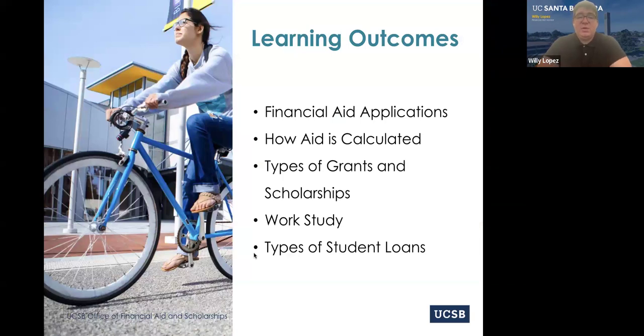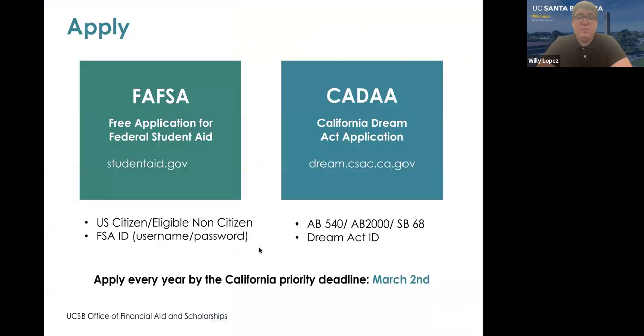So some of our agenda points that we're going to go over today are the financial aid application, how aid is calculated, the types of grants, scholarships, and loans that are available, as well as what work study means and how you can utilize that as part of your financial aid award.